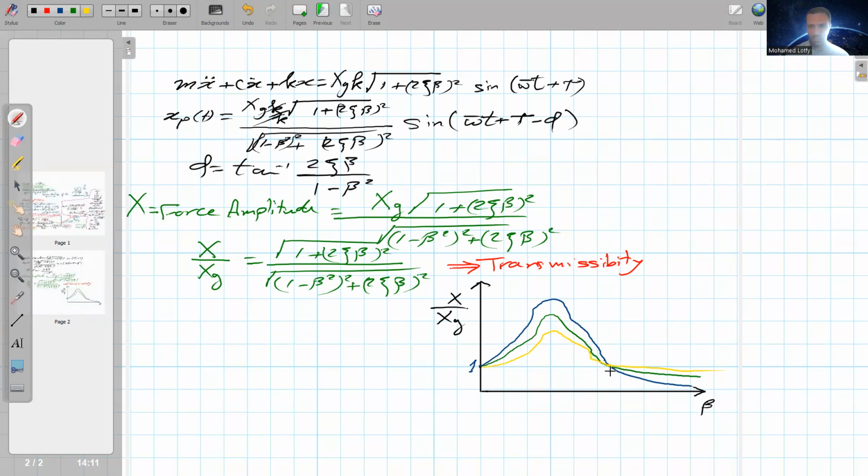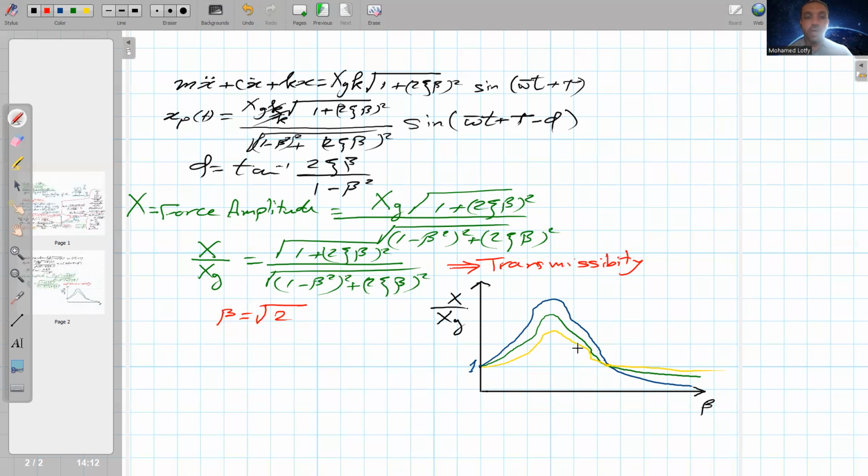All the curves will cross each other at this particular point. What about this particular point? Let's try to put in this equation beta equal root 2. If you put beta equal root 2 here, this quantity will be 2. 1 minus 2 will be minus 1, and minus 1 all squared will be 1. So the denominator will be 1 plus (2 zeta beta) all squared, and the numerator will be 1 plus (2 zeta beta) all squared. So the numerator will equal the denominator, and this quantity will be 1 irrespective of the value of zeta.